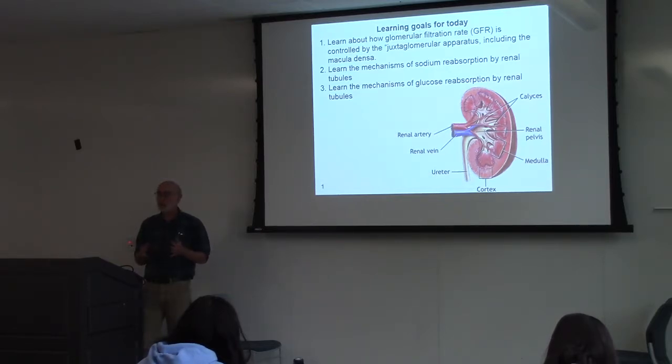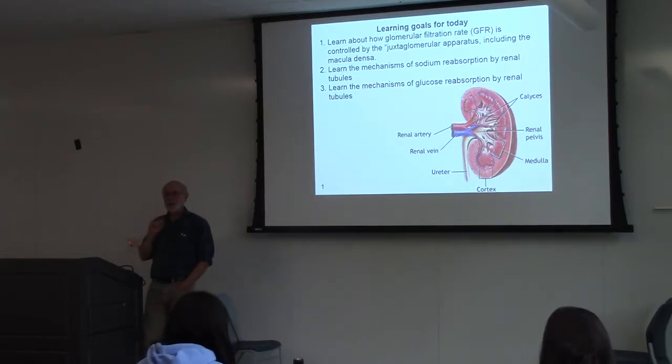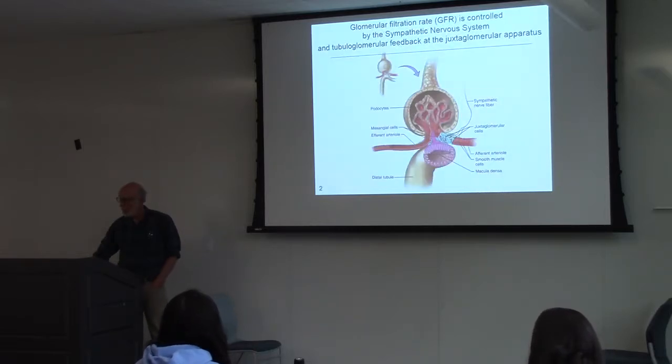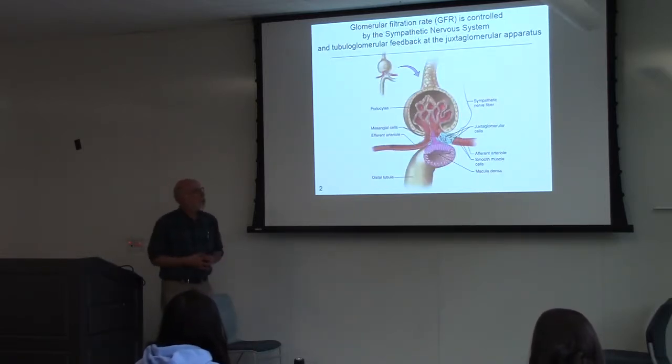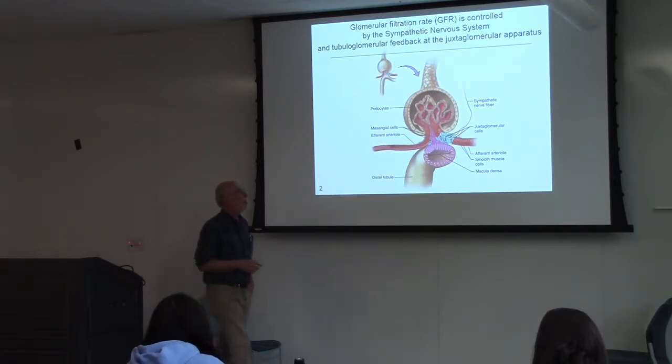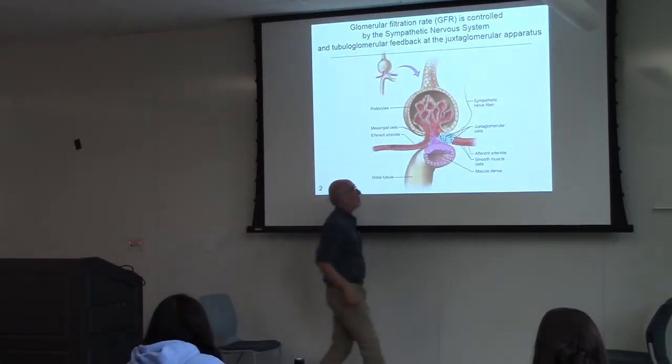So what we're going to do is talk a little bit more about the control of filtration, and then move on to the tubules and how they absorb sodium and glucose today, and then we'll talk about bicarbonate and potassium on Thursday. So a reminder, this is a cartoon of the macula densa and its contact with the afferent and efferent arteriole.